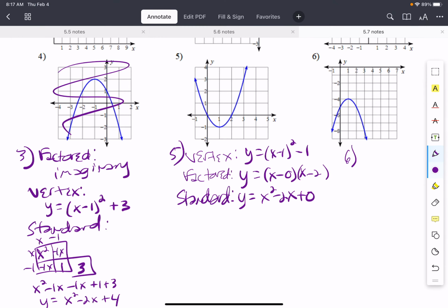Okay, so my vertex for number 6 is the coordinate (1, -4), right? So for vertex form, you told me it opens down, so my A is -1, right? It's got to have a negative there. My x is always opposite. And then -4.